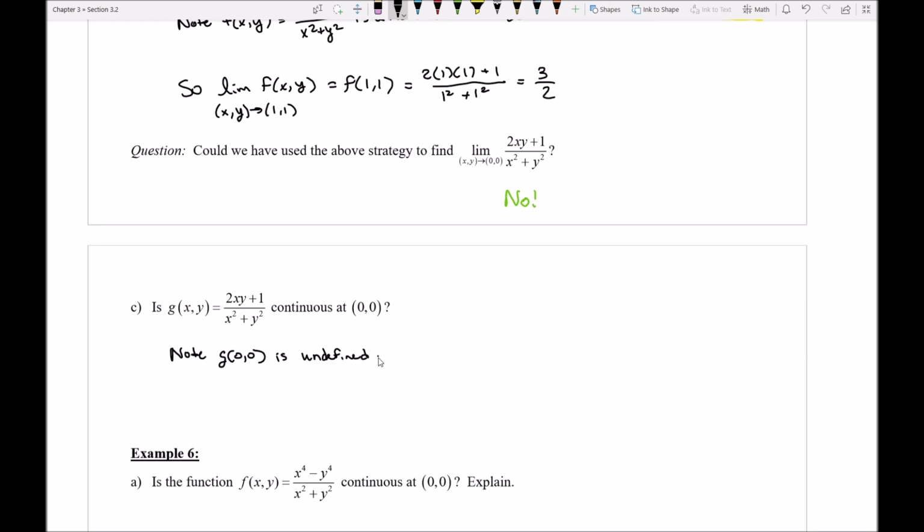Well, if that's the case, then there's actually no way at all that I could have the limit as (x,y) approaches (0,0) of g(x,y) come out equal to g(0,0), because g(0,0) doesn't even have an answer. Okay? This automatically means that g(x,y) is not continuous at (0,0).